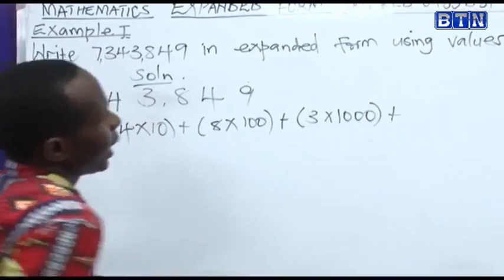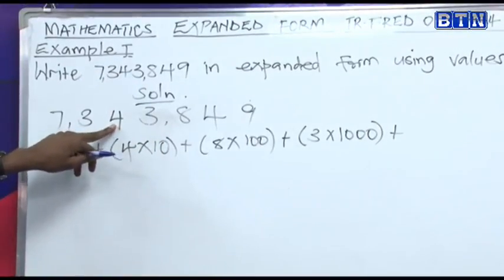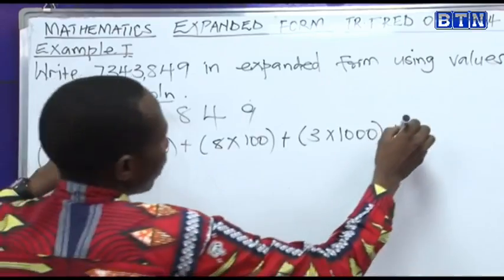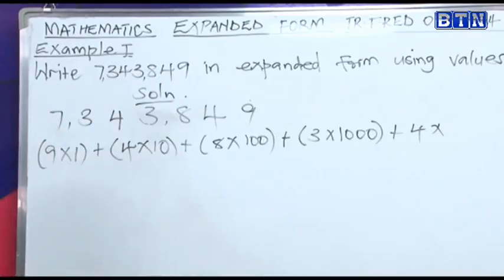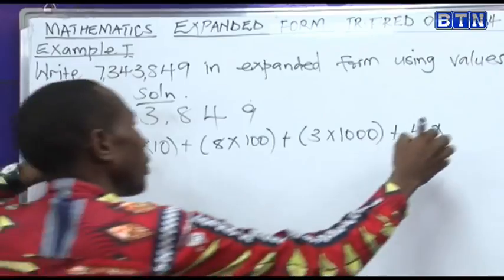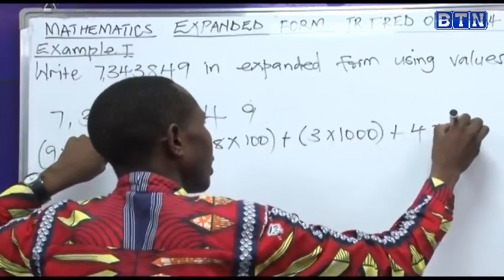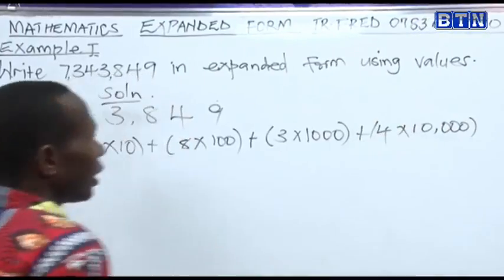We shall continuously add. We shall come to the next digit, which is 4. So I'll say 4 times. What is the place value of 4? The place value of 4 is 10,000. So we shall multiply it by 10,000. I also leave it there.